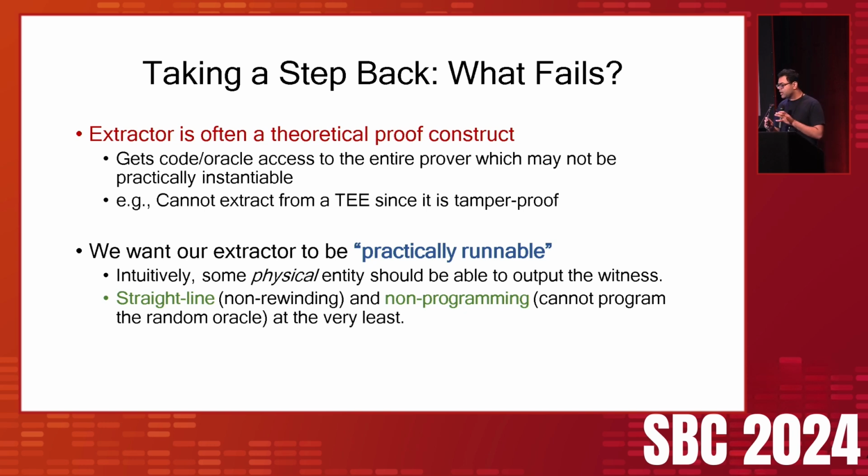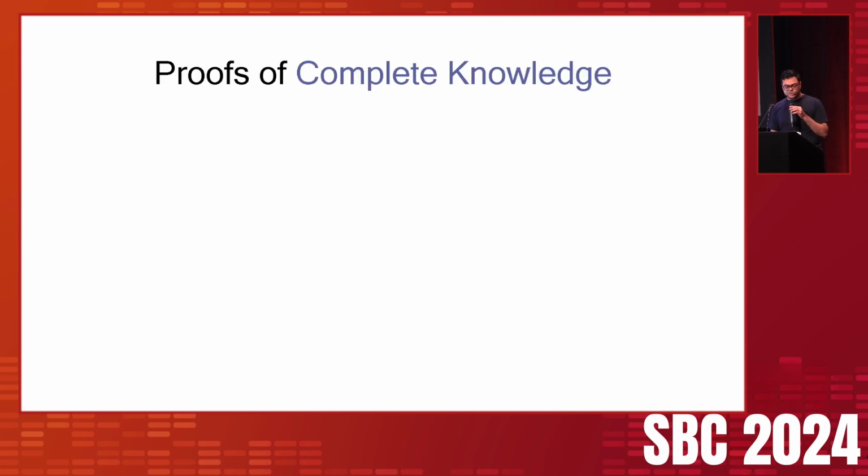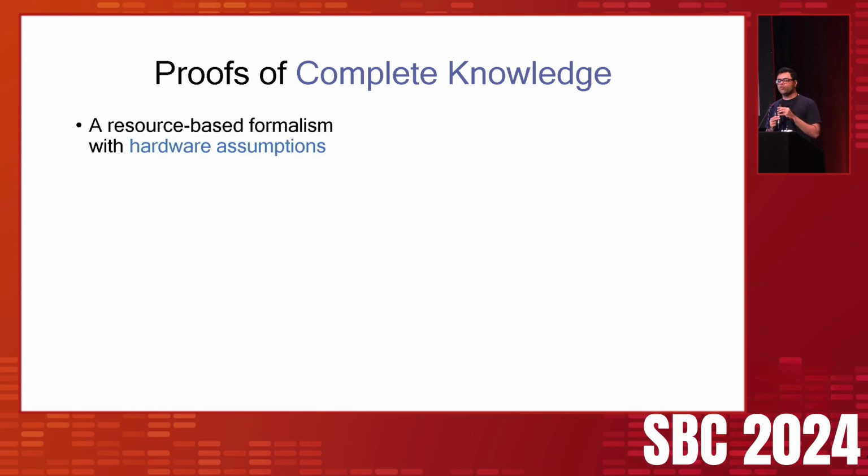So for the very least, we want these straight line extractors, which means they should not be able to rewind the prover. And we also want non-programming extractors, so they should not be able to program the random oracle, which is, again, a theoretical construct that may not be practically instantiable. So this brings us to our definitions of proofs of complete knowledge. And the idea there is we need to make these hardware-based assumptions. So we formulate this resource-based formalism with these hardware-based assumptions.